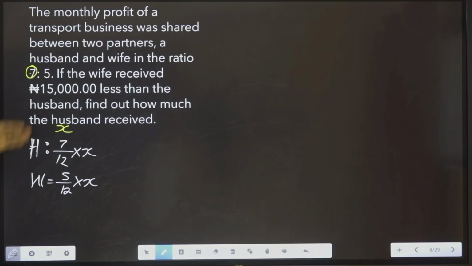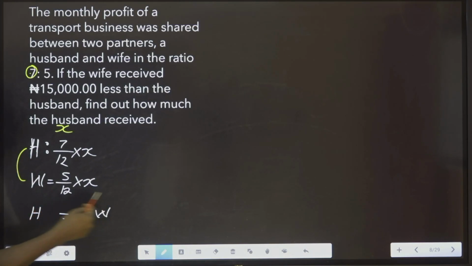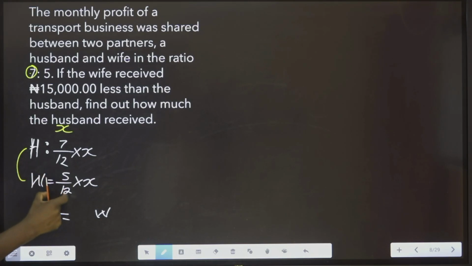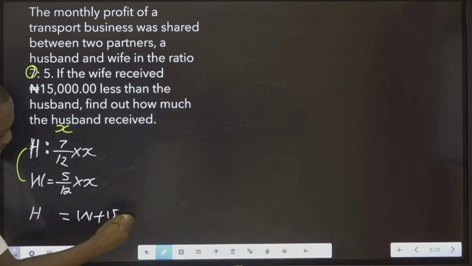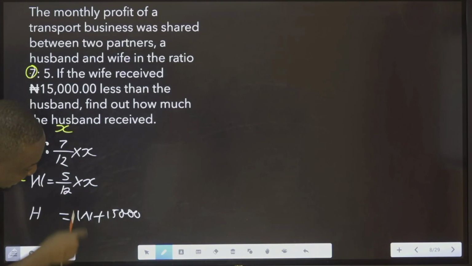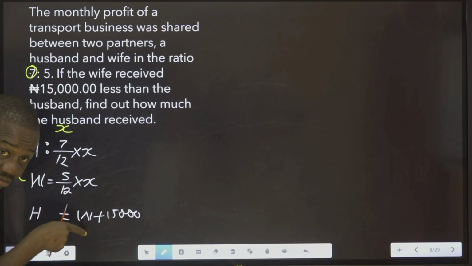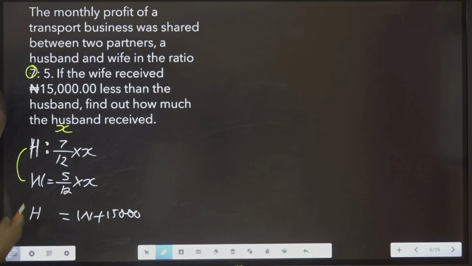Now, to equate these two, we are told that the wife received less than the husband. To get the husband to be equal to the wife, the only way we can do this is to give the wife what the husband received more than her. So we have to say wife plus 15,000. Unless you go the extra mile and give the wife 15,000, they cannot be equal. That's what we are doing here.